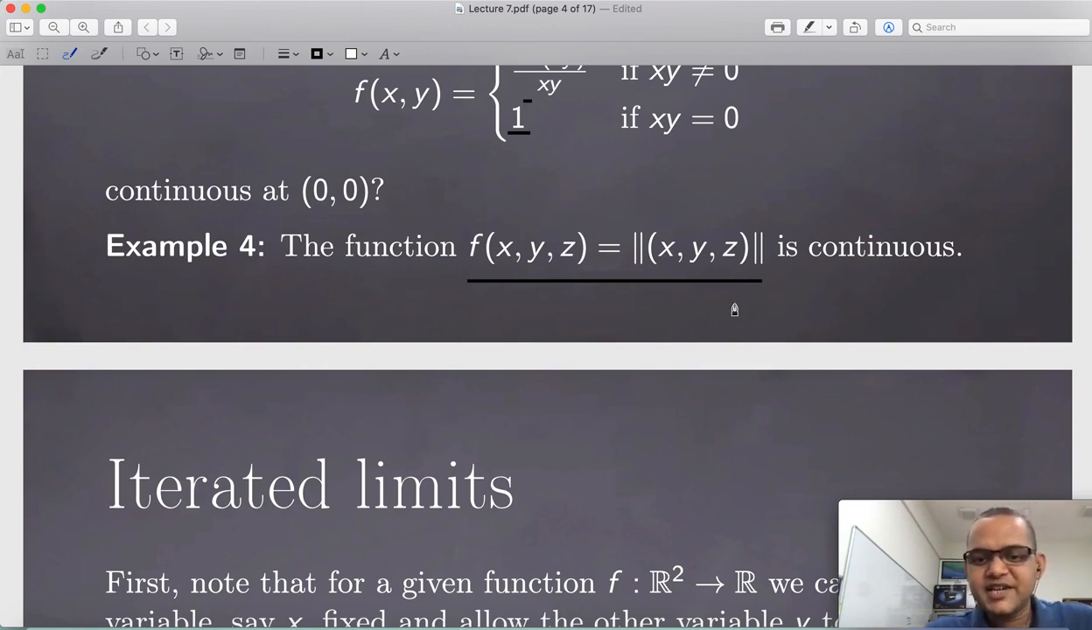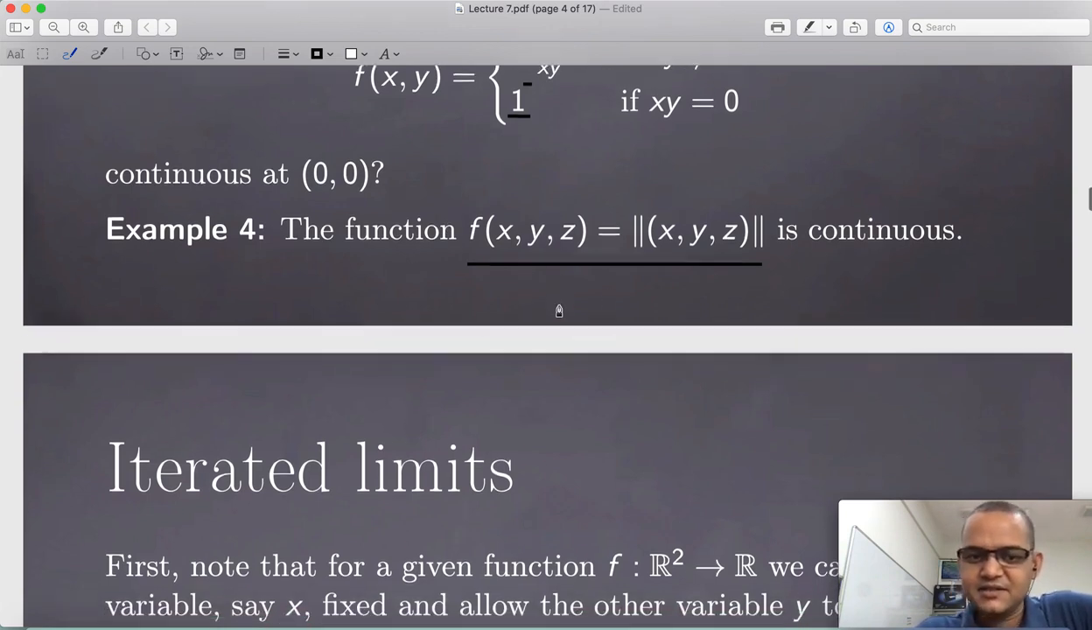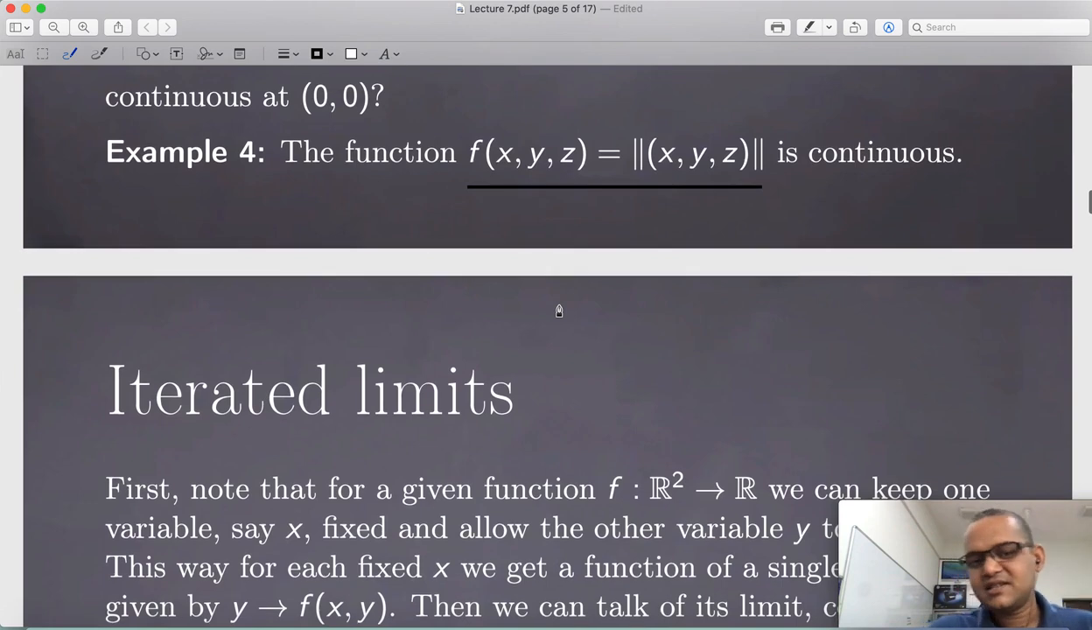Okay, so try to check first of all which point you should verify. That is the first question one should ask: given a function, what are the points of interest, and at those points what is happening. So try to see whether this function is continuous or not. If this is continuous, what is it actually telling you? It is telling you that the modulus changes in a continuous manner.